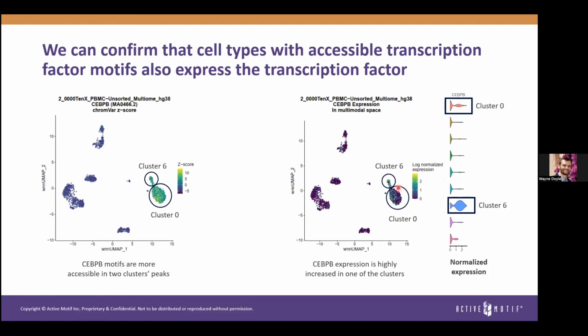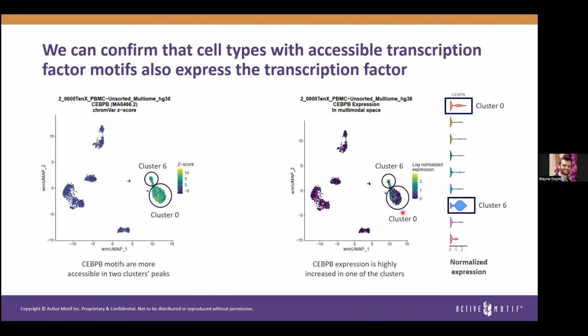On the other hand, cluster 6 actually has very high expression of CEBPB in most cells. So one interpretation that you get from this is that cluster 6, it's expressing this transcription factor. It has the motifs for this transcription factor accessible for it to bind. So CEBPB is probably actively having a regulatory role in this cluster.